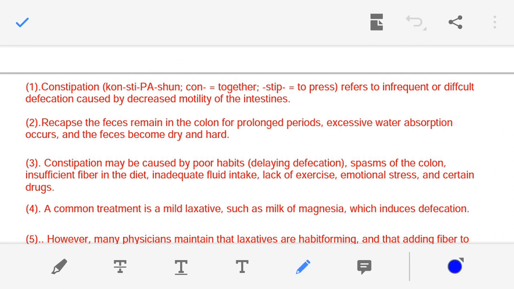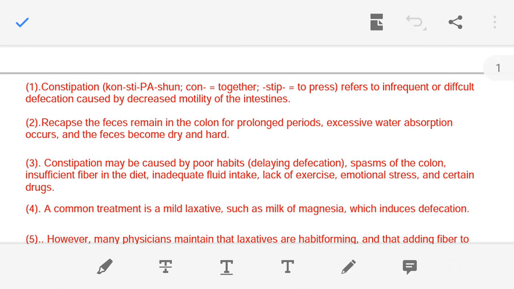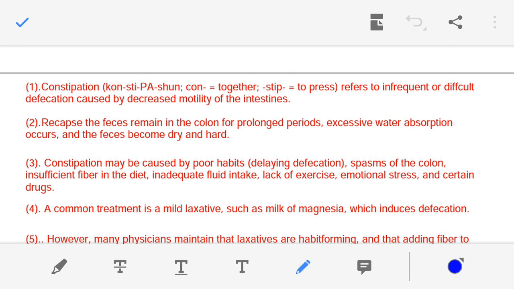Here, con means together and stip means to press. So together, pressing, that is constipation. Now the definition of constipation refers to infrequent or difficult defecation. Defecation means discharge of feces from the body. So many a time a person feels difficulty to discharge the feces, that is constipation.